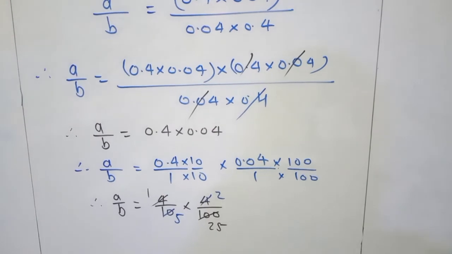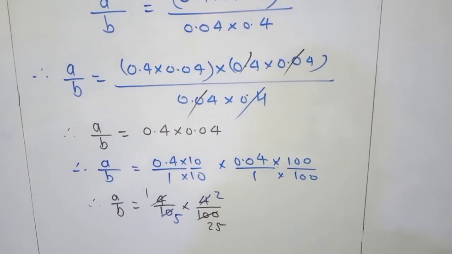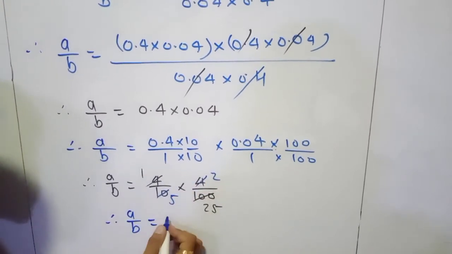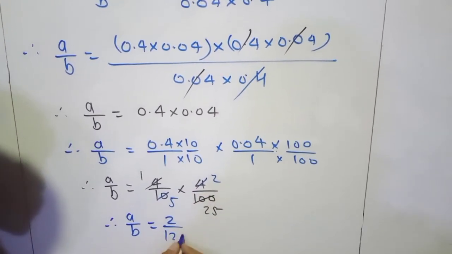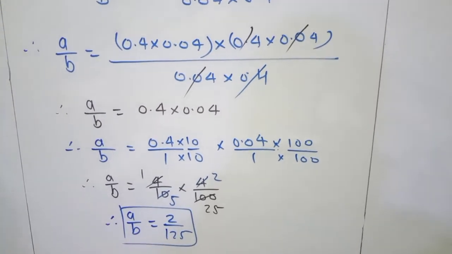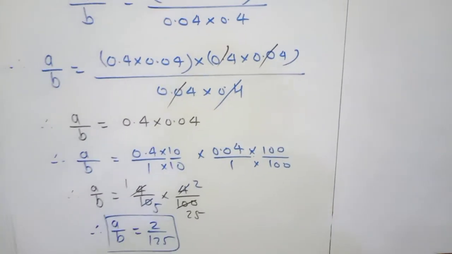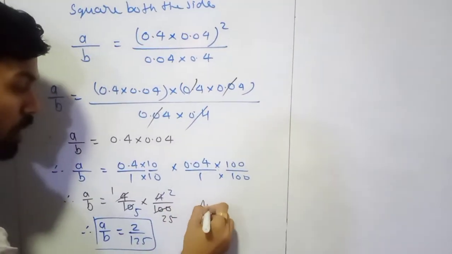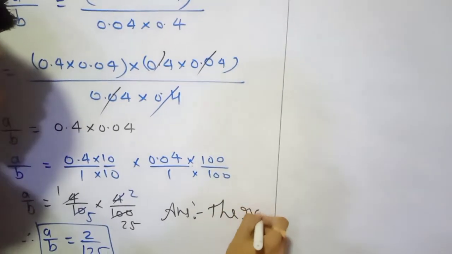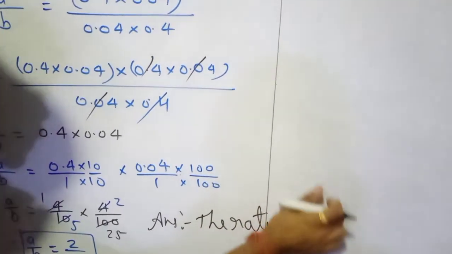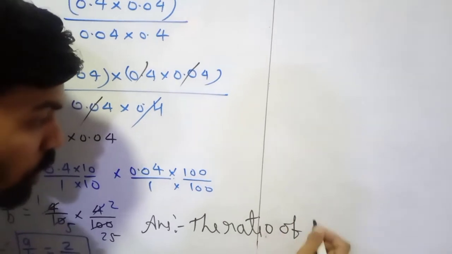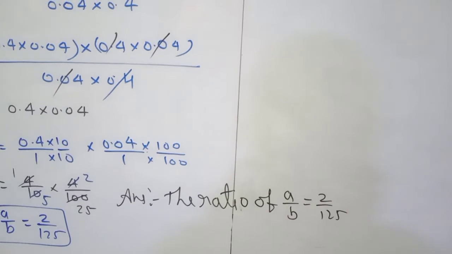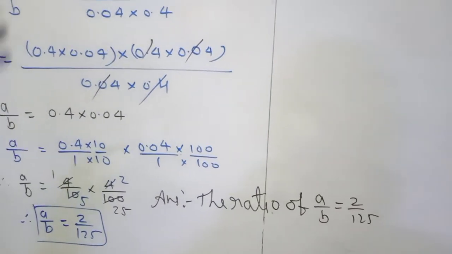This way we can do the cancellation. So what will become the answer? Therefore a upon b is equal to 2 ones are 2, 25 fives are 125. So this way we are finding the value of a upon b, 2 upon 25. So therefore we should write the answer, the ratio of a upon b is equal to 2 upon 125. This way we have to conclude the given sum.